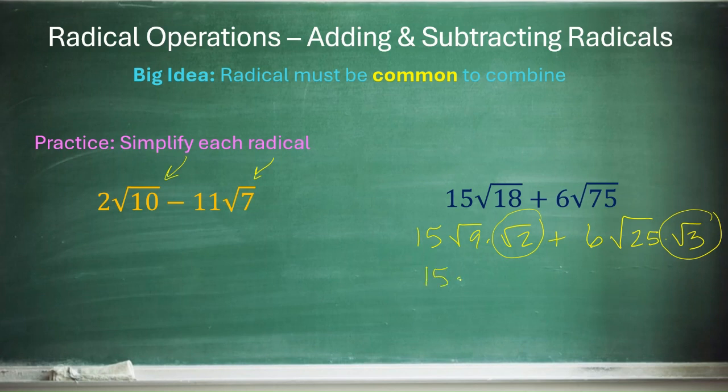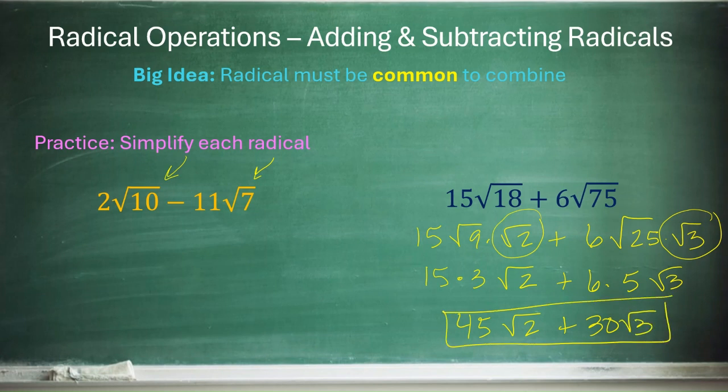Actually, I'm going to simplify this for you so you can see what a simplified expression would look like. But it's going to end up with 2 terms instead of a single term. So we end up with 45 root 2 here plus 30 root 3. And this is as simplified as we can get. All right, so big idea. If what's under the radical bar is not the same, you cannot combine in addition and subtraction only.